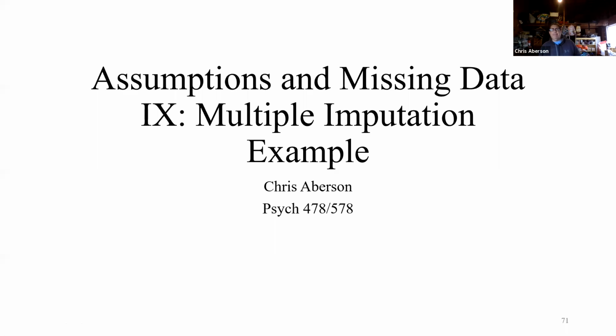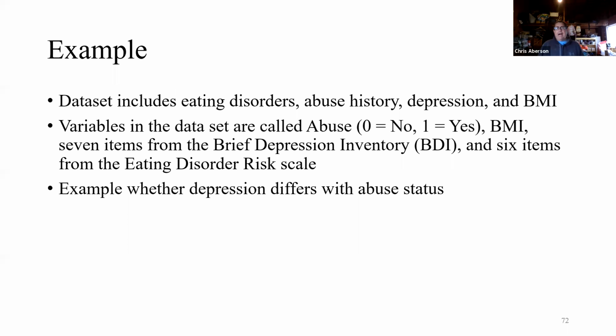All right, let's have an example of multiple imputation. The data set we're going to look at includes a number of variables. We're going to look at variables related to depression and abuse history, and we're going to ask whether depression differs based on history of abuse.